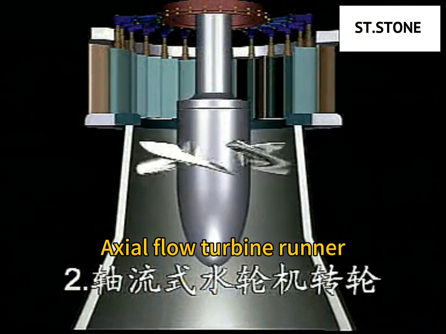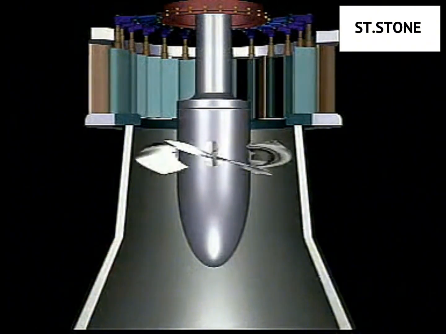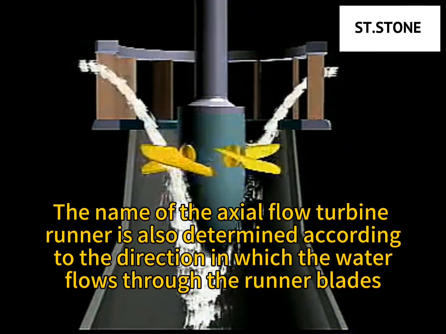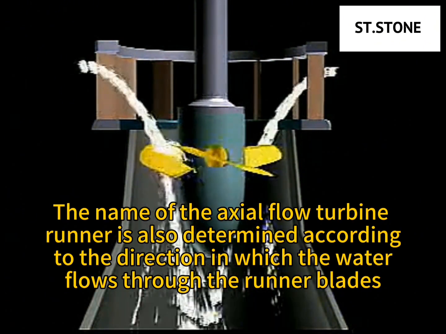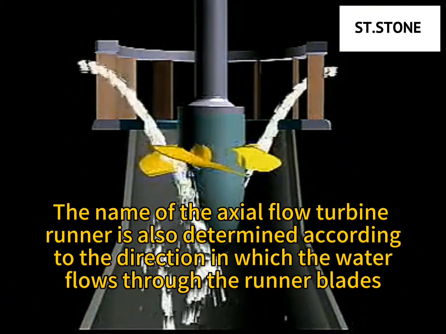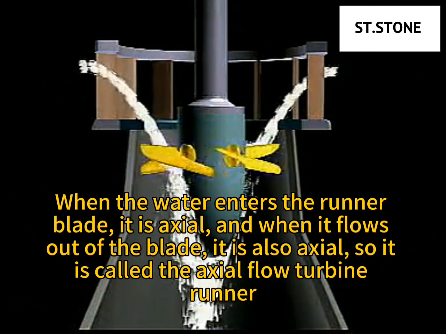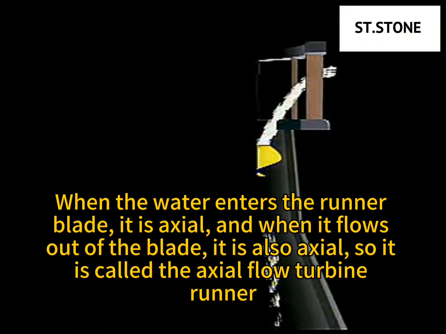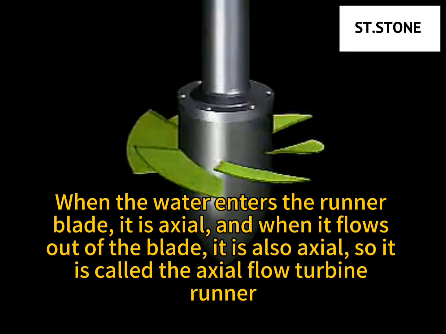Axial flow turbine runner. The name of the axial flow turbine runner is also determined according to the direction in which the water flows through the runner blades. When the water enters the runner blade, it is axial, and when it flows out of the blade, it is also axial. So it is called the axial flow turbine runner.